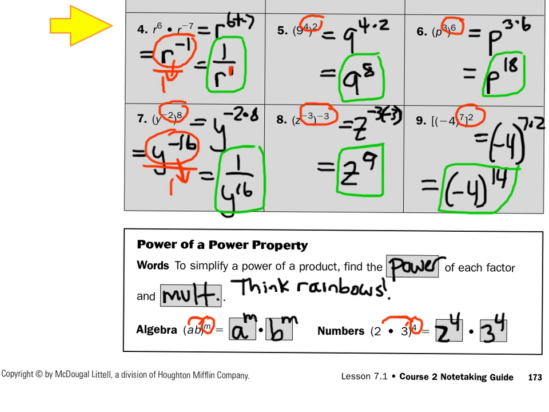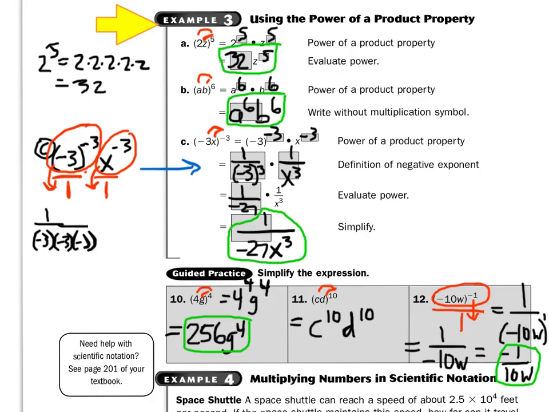And look at if I had numbers. If I had 2 times 3 in parentheses to the 4th power, I could circle that power of 4 with my red and draw a rainbow to the 2 and a rainbow to the 3. And that means it's 2 to the 4th power times 3 to the 4th power. Okay, so let's practice this a little bit. Look at example 3, letter A. In parentheses, I have 2z to the 5th power. So circle the power of 5 and draw 2 rainbows, 1 to the 2 and 1 to the z. So I have 2 to the 5th power times z to the 5th power. Well, you could multiply 2 to the 5th power. I did it out here. That would give you 32z to the 5th power.